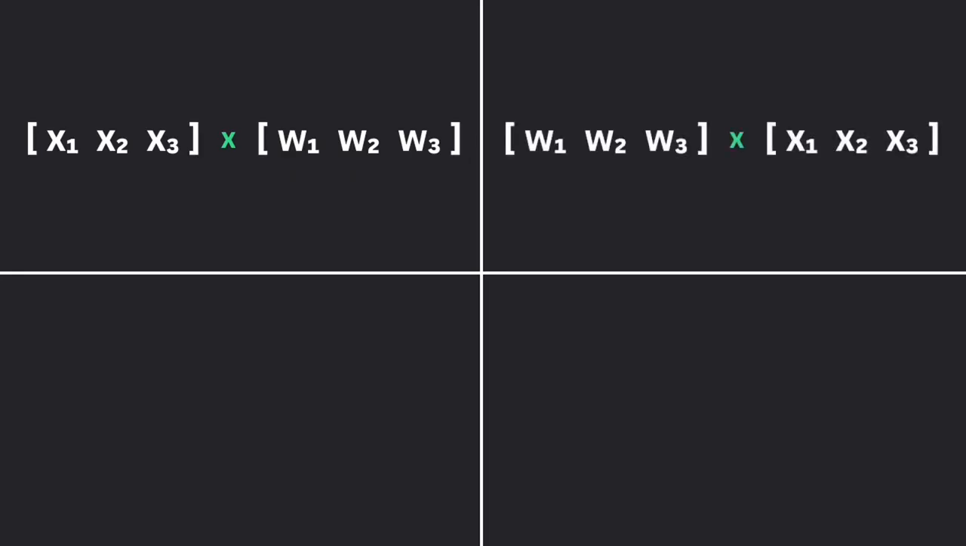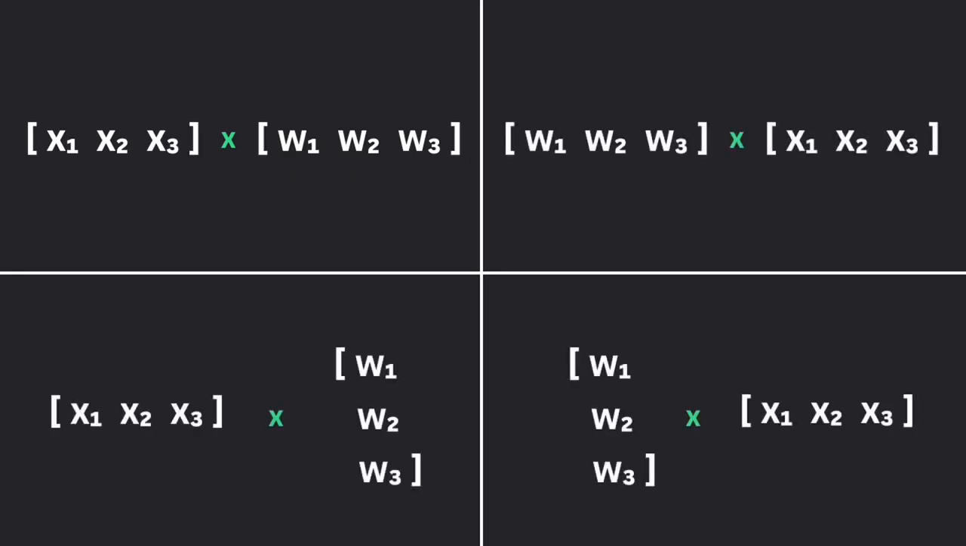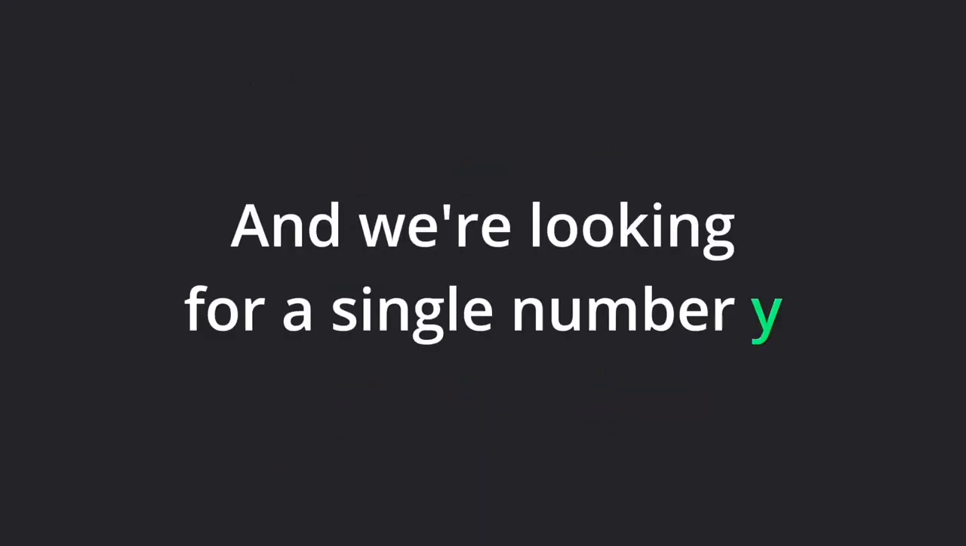Question 4. Which matrix multiplication calculates the model's prediction for linear regression? You can pause the video here before the explanation starts. Based on the dimensions, choice A and choice B are actually undefined multiplications. Choice D is defined, but the output is a 3 by 3, and we're looking for a single number, y.